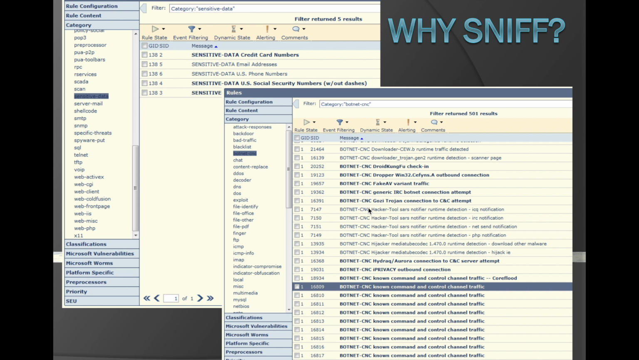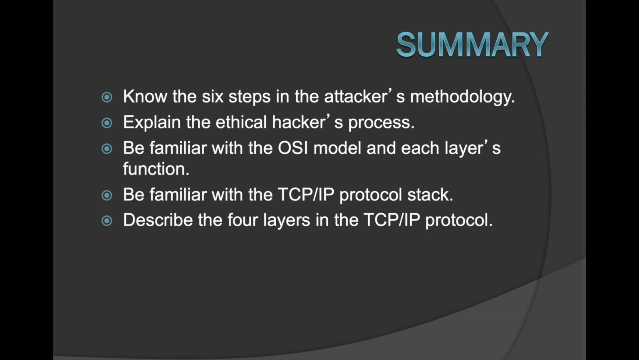This is a network vulnerability detection system. Probably all have already taken that class on intrusion detection systems. This is an intrusion detection system with rules for detecting traffic that appears to be malicious. So sniffing is obviously a technique that is used by the network defenders to sniff the traffic so you can do intrusion detection on it.